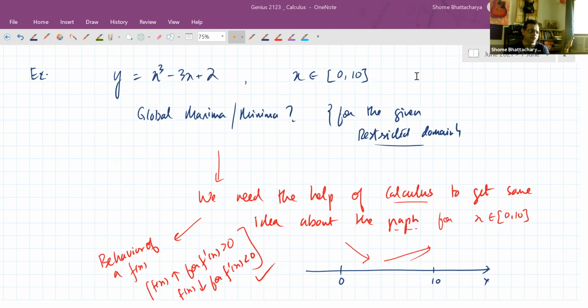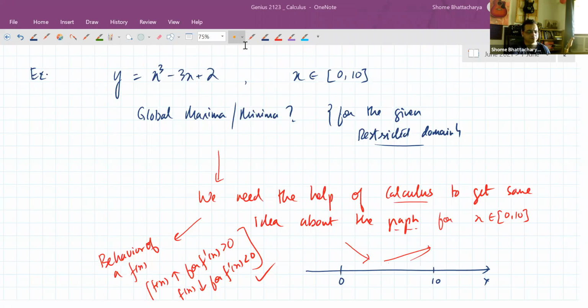Whereas if, like in the question given over here, the question itself or the situation gives us a restricted domain, then the domain has to be taken accordingly. So for example, in this question, if I had not mentioned 0 to 10, then we would have taken x as the set of all real numbers, because y is defined for the set of all real numbers.